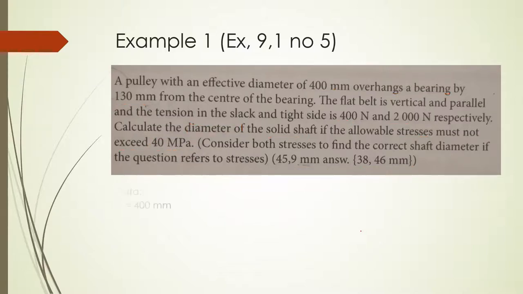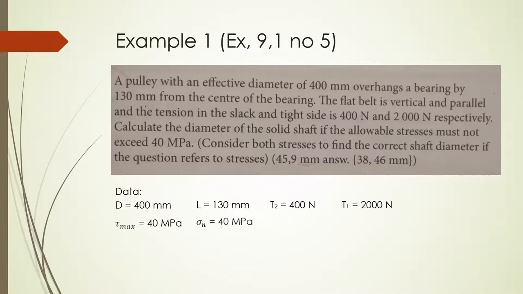So let's get our data. We've got 400 as our diameter. We said the length is 130. We said T2 is 400 because it is the slack side first. Then T1 is 2000. T1 is always the tight one, respectively. Calculate the diameter of a solid shaft if the stresses, so we've got shear stress as well as principal stress, are both 40.